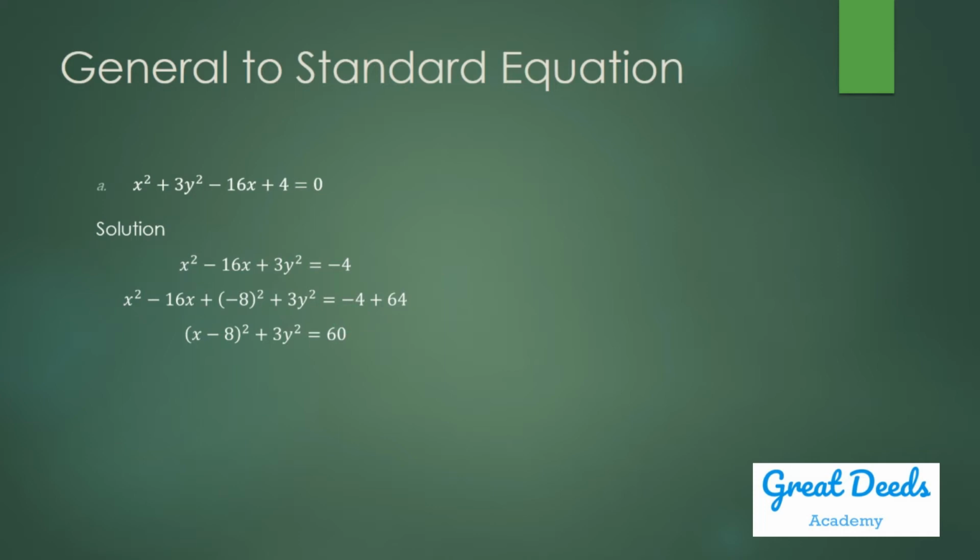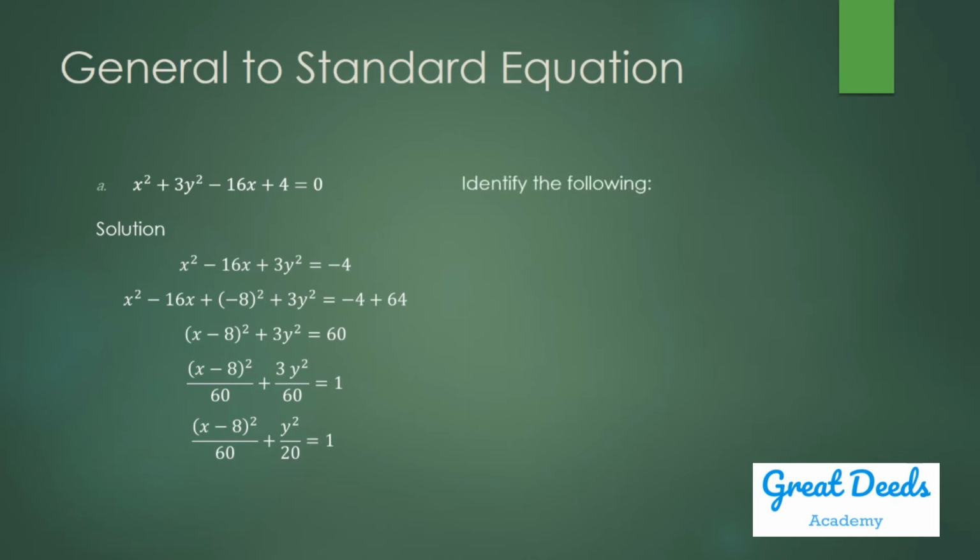Now, the constant term on the right must be equal to 1, so we divide by 60. We divide common factors. 3 divided by 60 is 1 over 20. So our standard equation is this one.